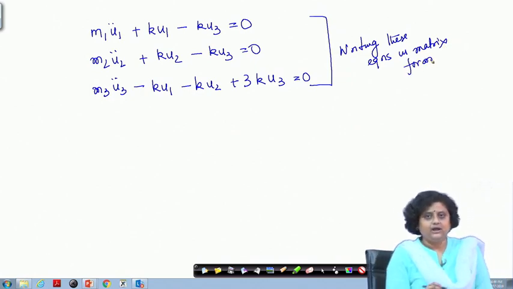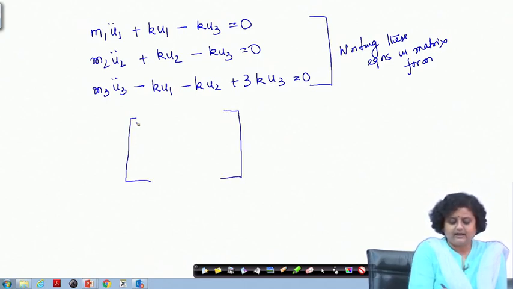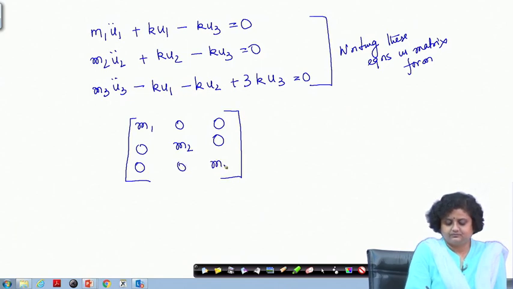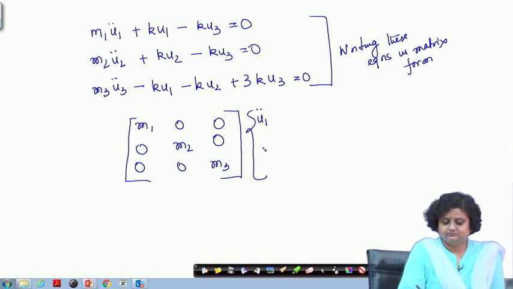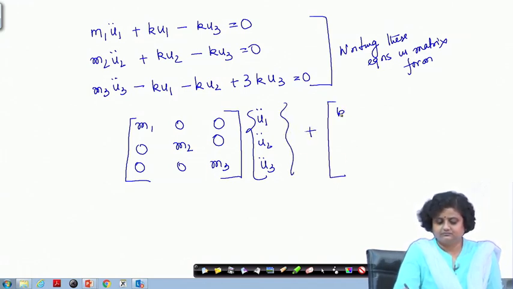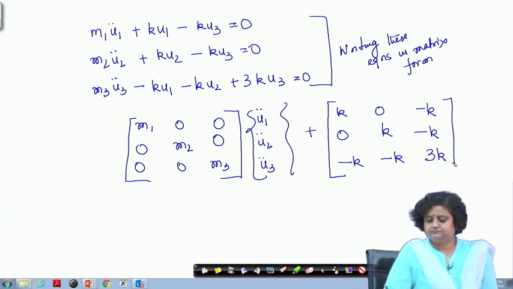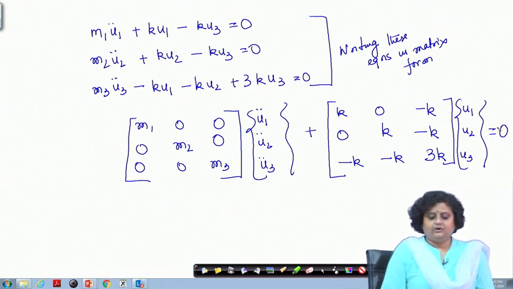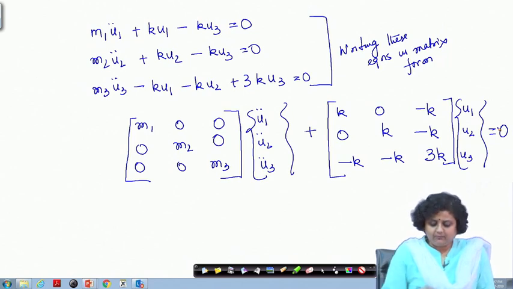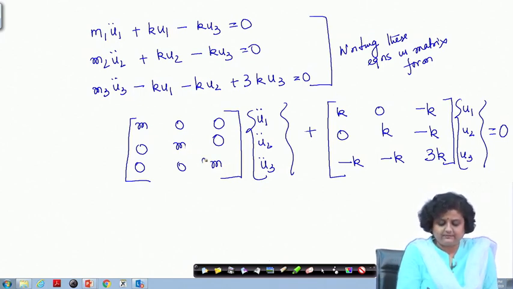we get the equation of motion in matrix form, which can be written as the mass matrix with m1, m2 on the diagonal. Right, so this is the equation of motion that I get. m1 is nothing but m, m2 is also m, and m3 is 2m.